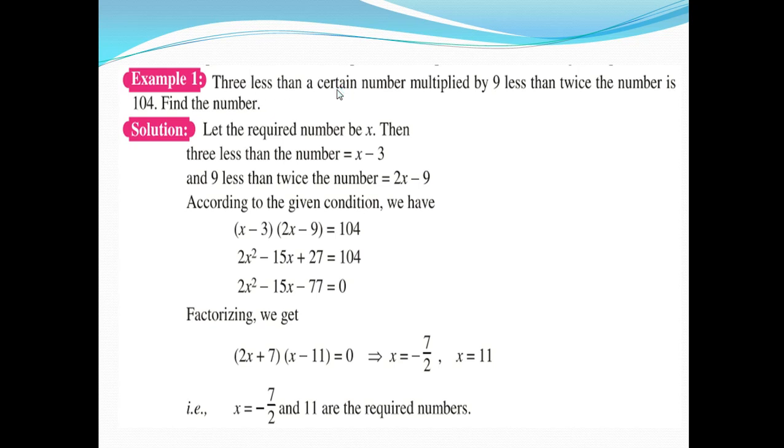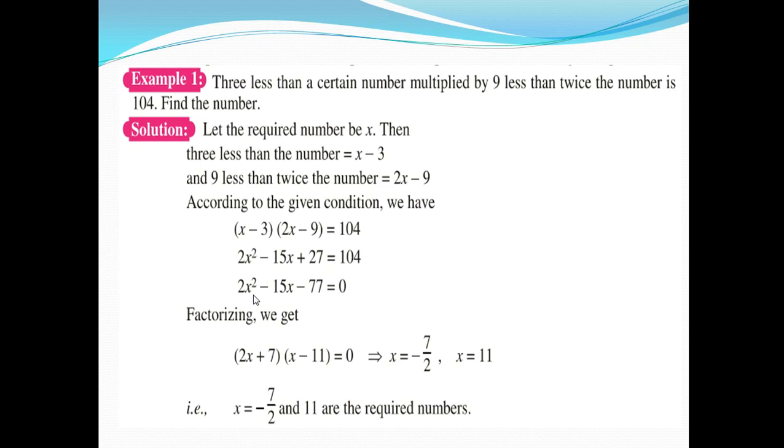Let x be the number. First condition: 3 less than the certain number is x minus 3. Then twice the number less than 9 is 2x minus 9. Both numbers are multiplied by each other, and the value is 104. According to the question, multiplying each other gives 2x square minus 15x plus 27 equal to 104.